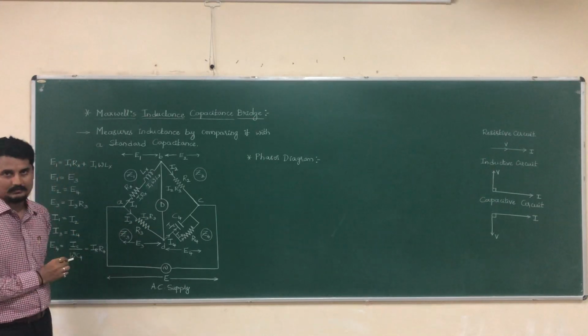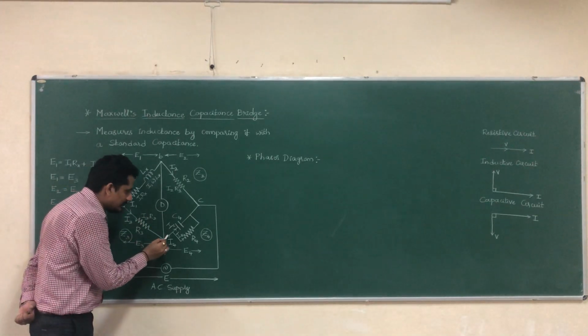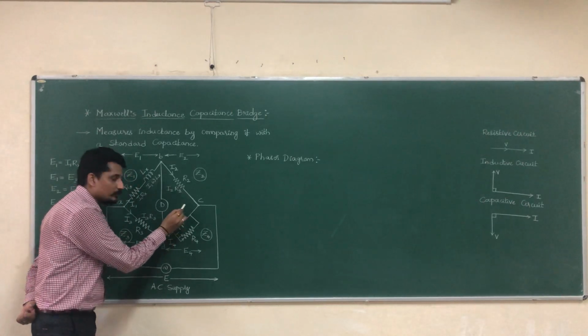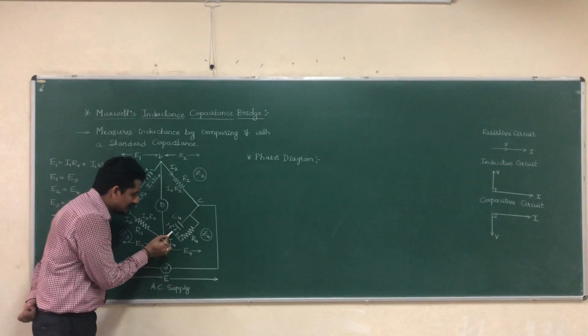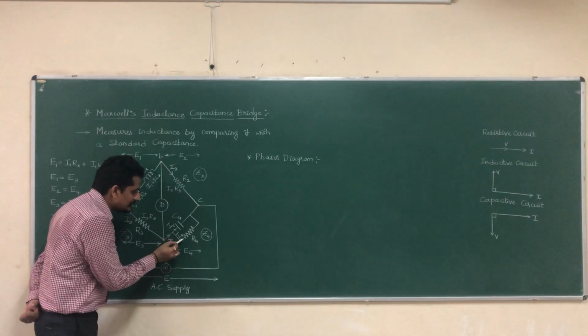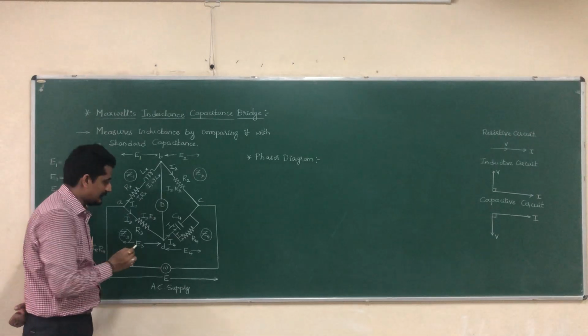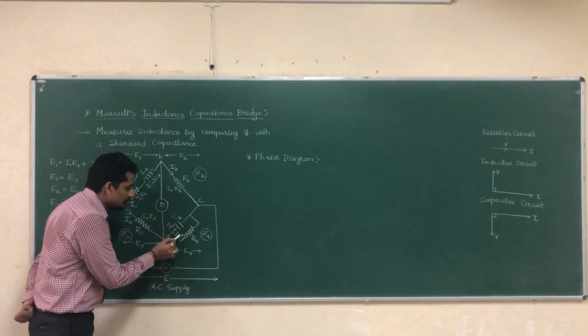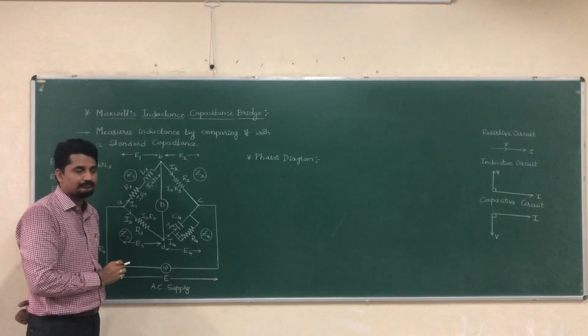Now coming to this arm, what is the voltage drop here? I3 R3. Now here the current I4 is splitting into two parts. One is the current flowing through the capacitor C4, and another one is through the resistor R4. This current is called IC, and this current is represented as IR. So here I4 will be equal to IC plus IR.